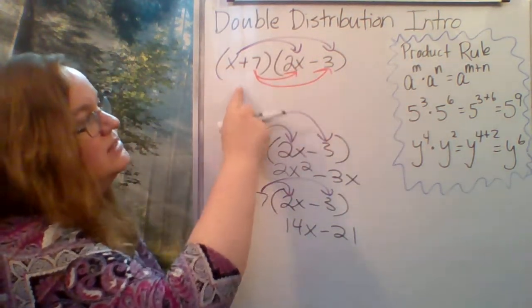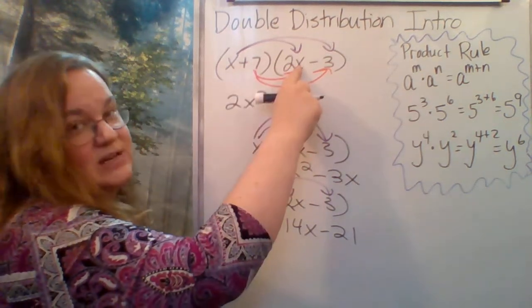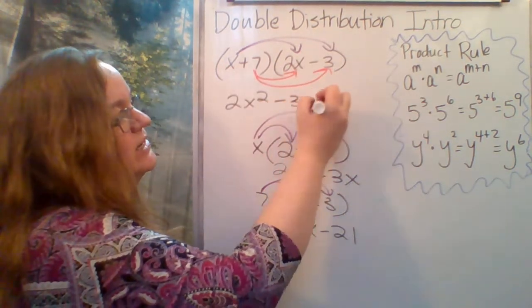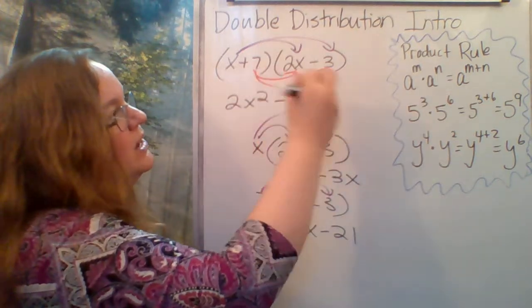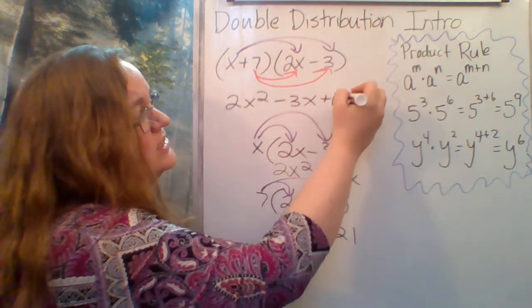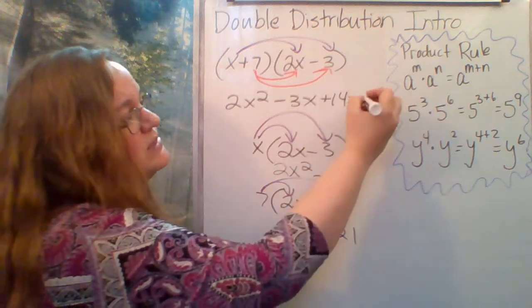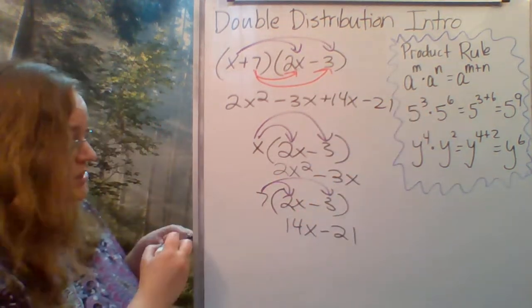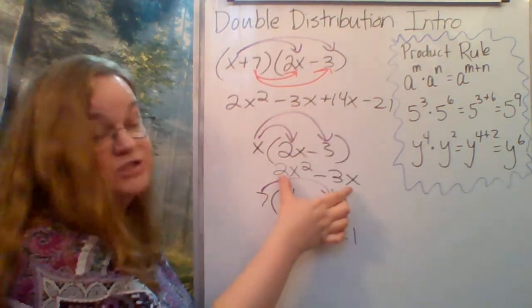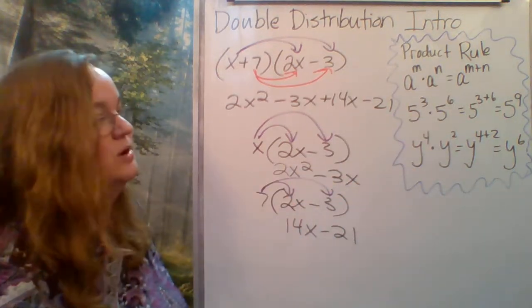So if I look at this, x times 2x is 2x squared, because x times x is x squared. x times minus 3 is minus 3x, just like I found down here. And then I'm going to do plus 7 times 2x, which is 14x, because I'm multiplying 7 times the coefficient. And then 7 times minus 3 is minus 21. So you can see that this piece matches this piece, and this piece matches this piece. It's the same thing. I'm just doing it all as one problem instead of two separate problems.